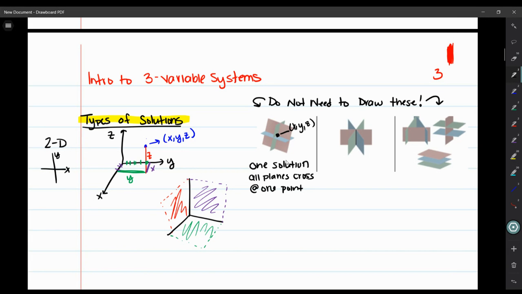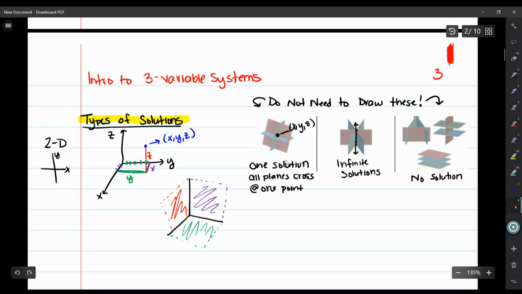Solution option number 2 is you can cross at many points, like here, here, here, here, and here. And mind you, these planes go out in all directions, up, down, left, right. So what this actually makes is these planes intersect in a line. So this is our infinite solutions, where you've got multiple points of intersection. And then finally, we have the no solution case, where all three planes don't cross the same point.